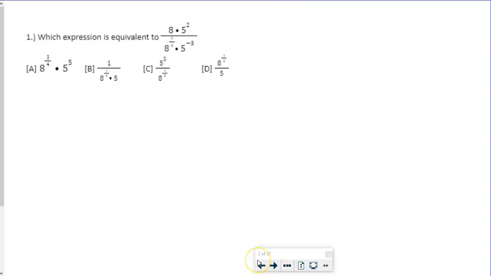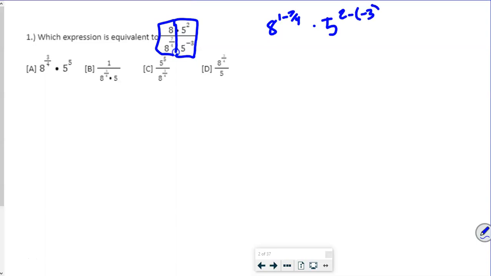So this is which expression is equivalent to 8 times 5 squared over 8 to the 7/4 times 5 to the negative 3. So when I taught this to you guys, I told you to break it up into two parts. So that part and this part, okay? So we're going to do 8, and we're going to bring this negative up. So that's 1 minus 7 over 4, which you can do in your calculator, times 5 to the 2 minus a minus 3. So this is going to be 8 to the negative 3/4.